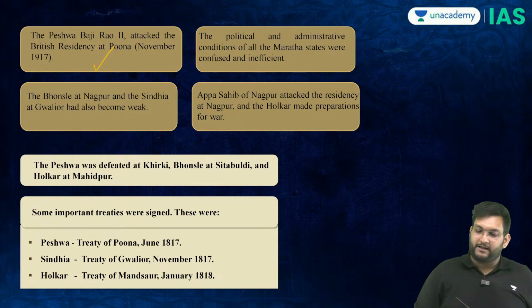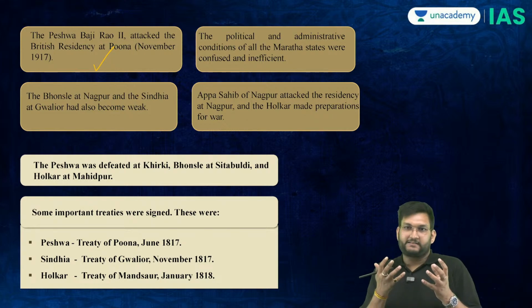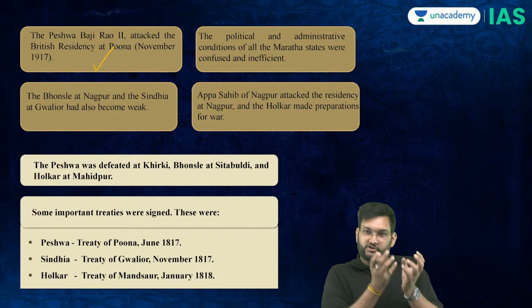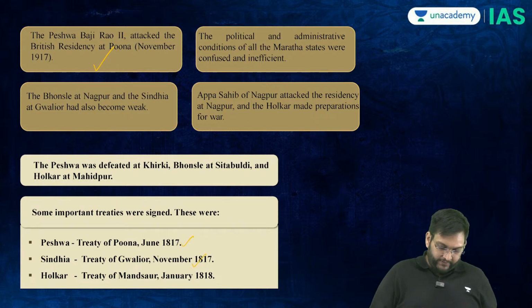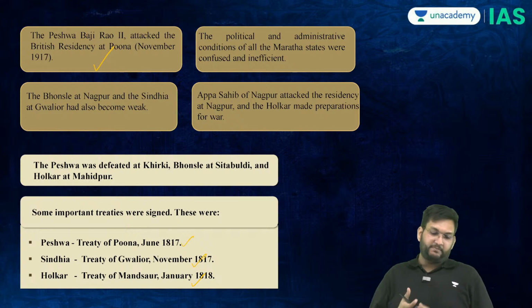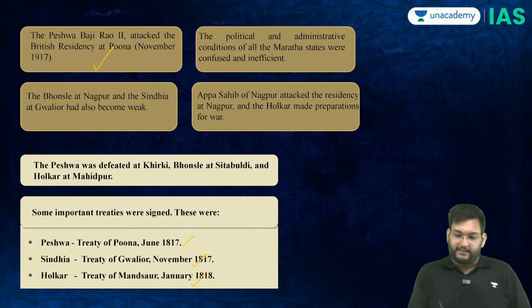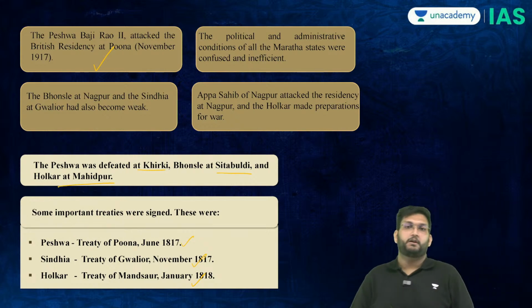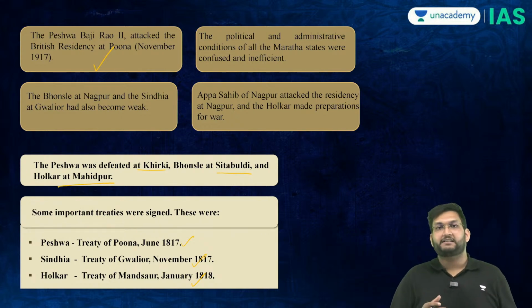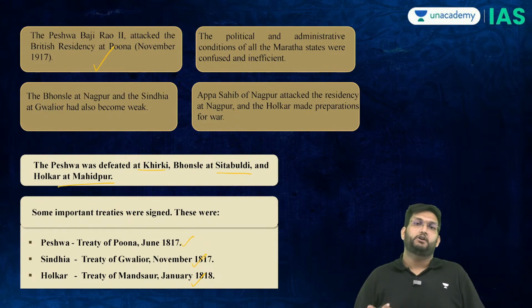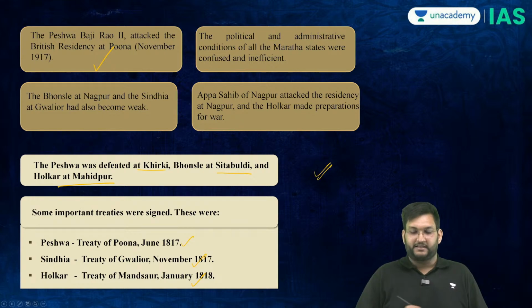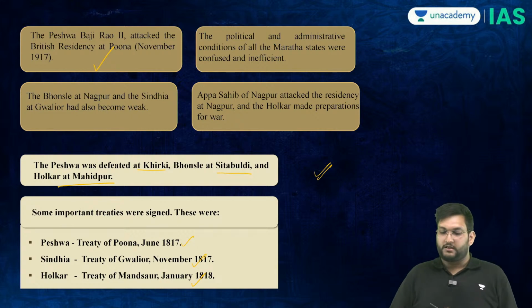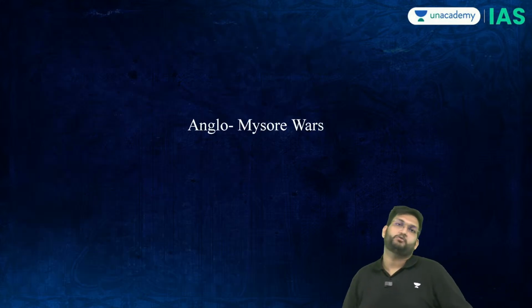He will move from Poona. There was too much indiscipline and you can say disunity. Through three different wars, Holkar, Scindias and the Peshwas will be defeated at Khirki, at Sitabuldi and at Mahidpur, and the Marathas will cease to be a threat to the British once their territory is annexed by the British itself. And this is where our story of the Anglo-Maratha Wars is over.